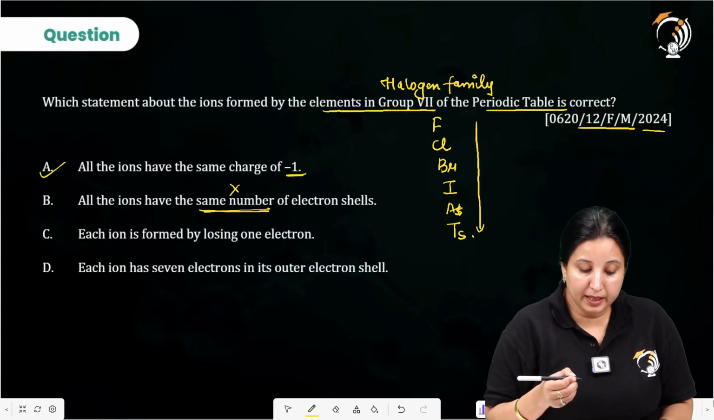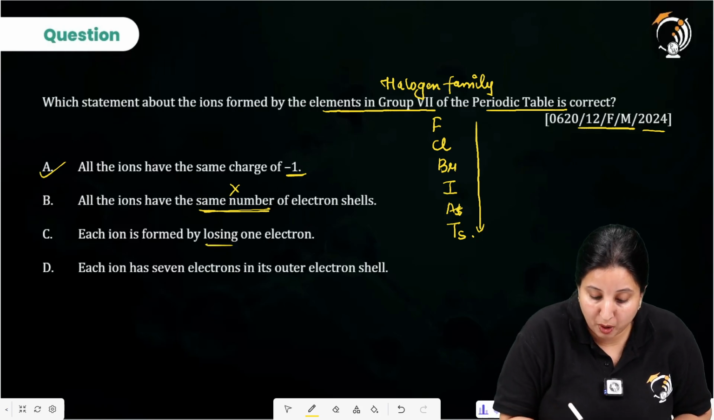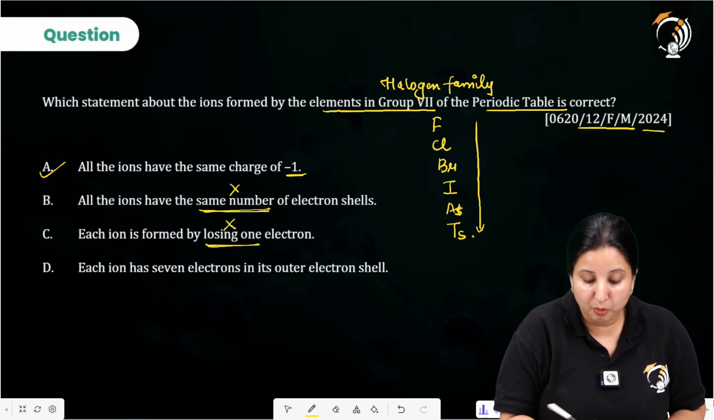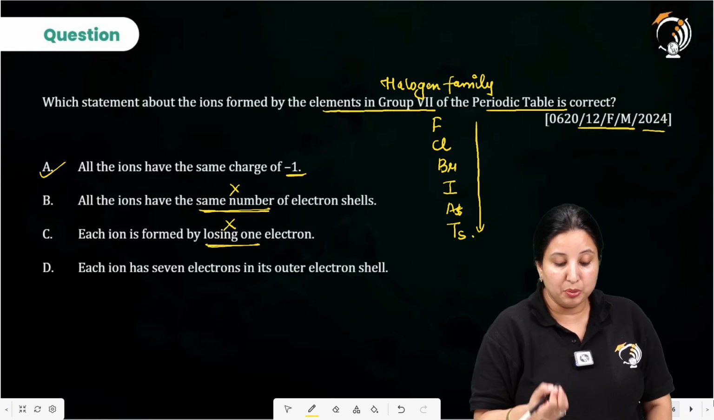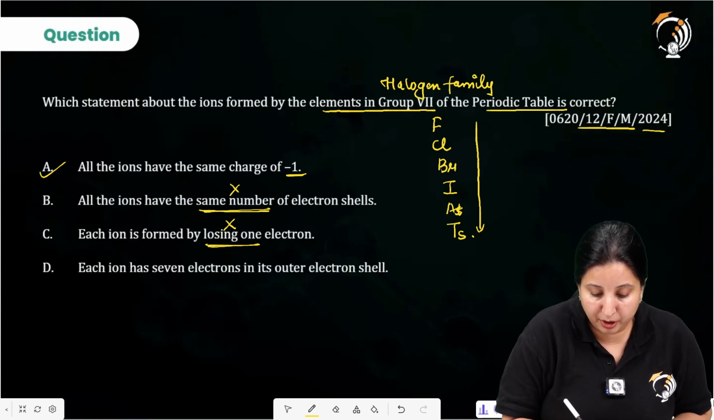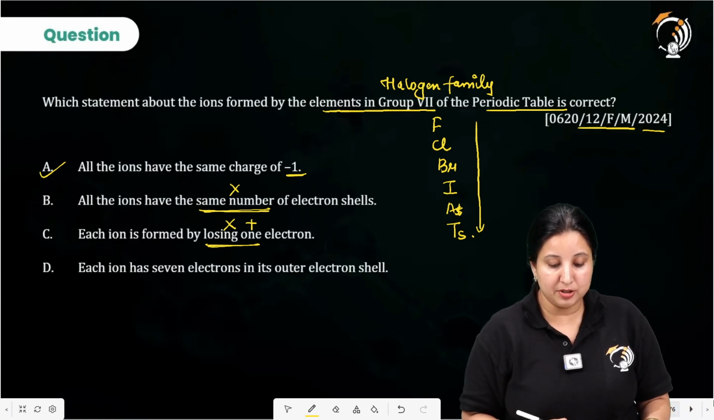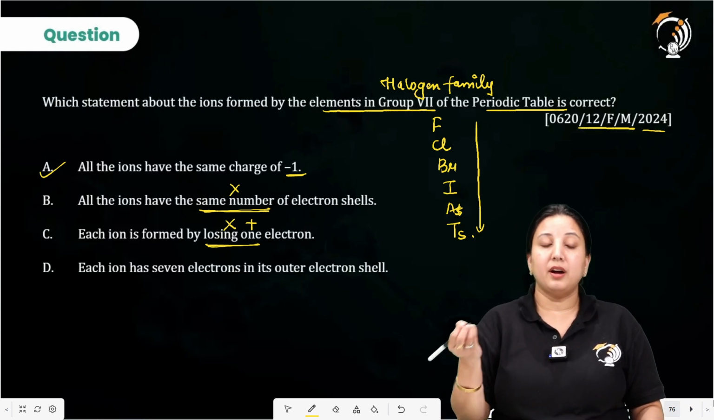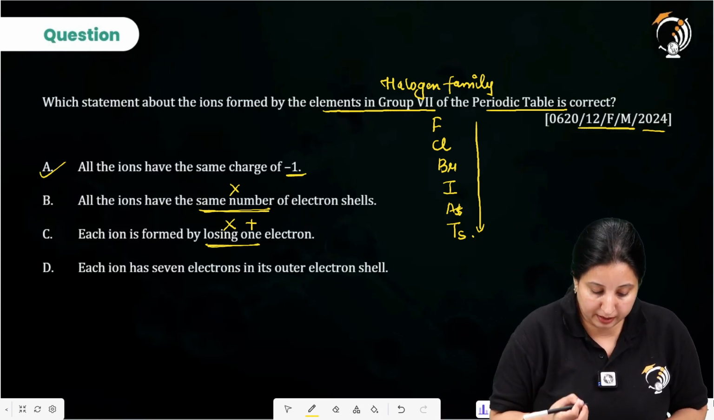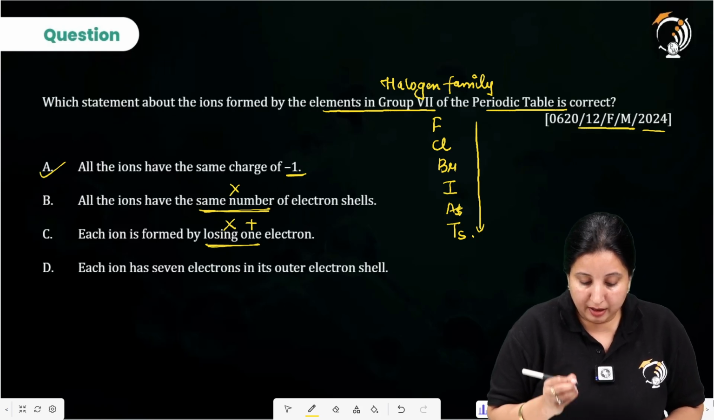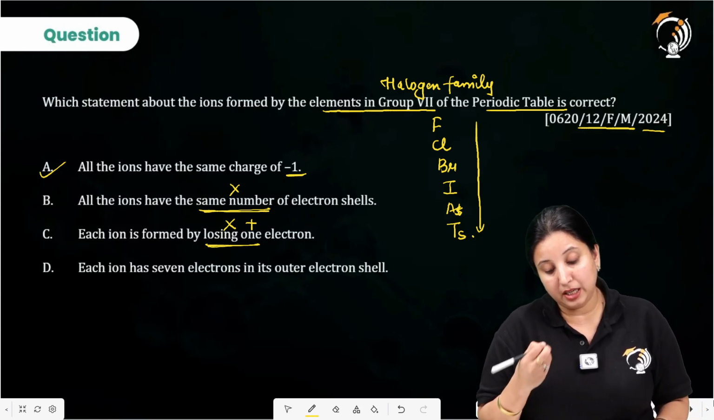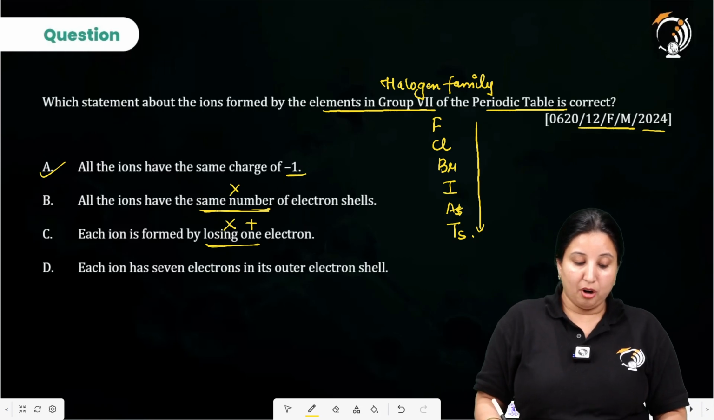Option C, each ion is formed by losing one electron. This is wrong. Why? Because if they lose the electron, then they are going to get a plus charge. They do not have the plus charge, as you all know that fluorine and chlorine are electronegative in nature.